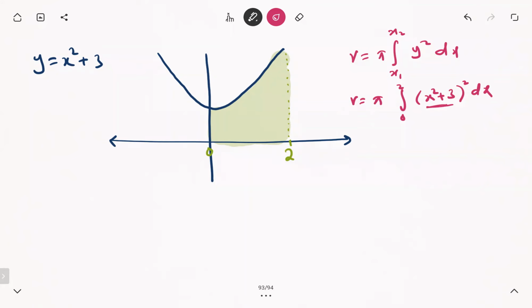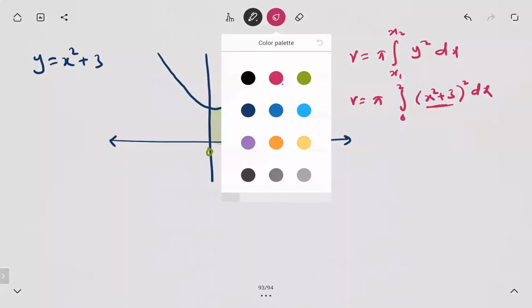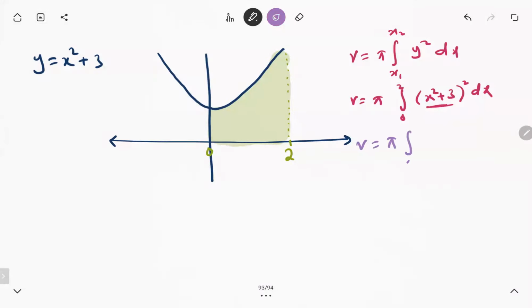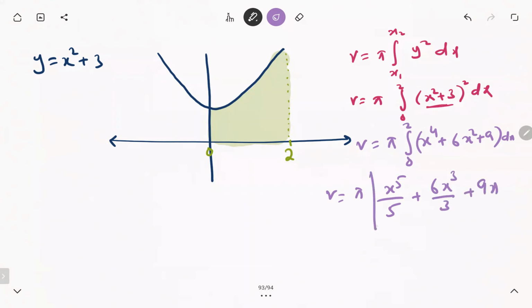We will open the square here, which is x^4 plus 6x square plus 9. And integration gives x^5 by 5 plus 6x cubed by 3 plus 9x. Limits are 0 to 2.